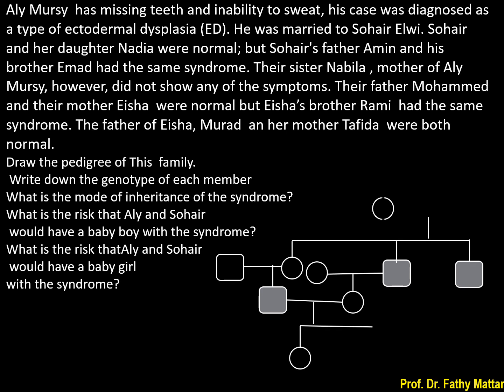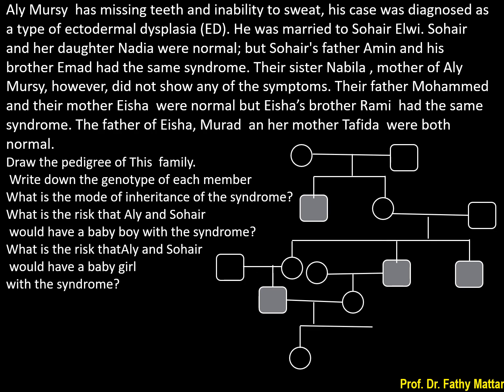Their father, Muhammad, and their mother, Aisha, were normal. But Aisha's brother, Rami, here is Aisha's brother, Rami, had the same syndrome. The father of Aisha, Murad, and her mother, Tafida, were both normal. Draw the pedigree of this family. Here is the pedigree. Write down the genotype of each member, of course, after you know the mode of inheritance.